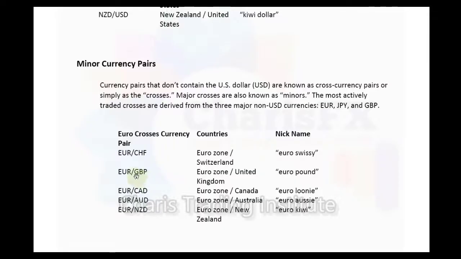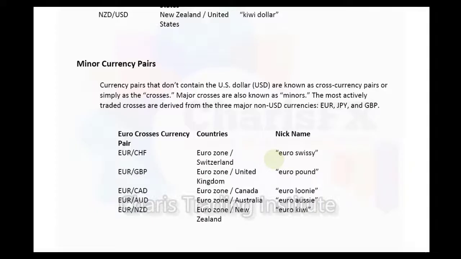So when you have the Euro paired with the GBP, this is the Eurozone paired with the United Kingdom, and the nickname is Euro Pound. You see Euro CAD, the nickname Euro Loonie. The Euro AUD, the nickname Euro Aussie. Euro NZD, the nickname is Euro Kiwi. So these are examples of minor currencies. You have to get this right.